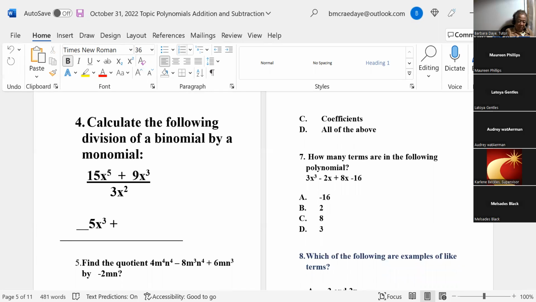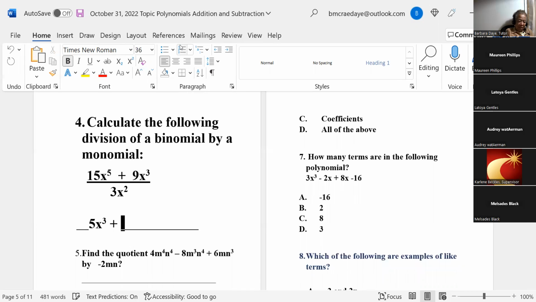All right, let me take this out. So 9 divided by 3 is 3. What would be the power, Maureen? 3x to the what? The first power. That's it. Very good. See, I knew you could do that, Maureen. x to the first power is just x. So the answer is 5x to the third plus 3x.